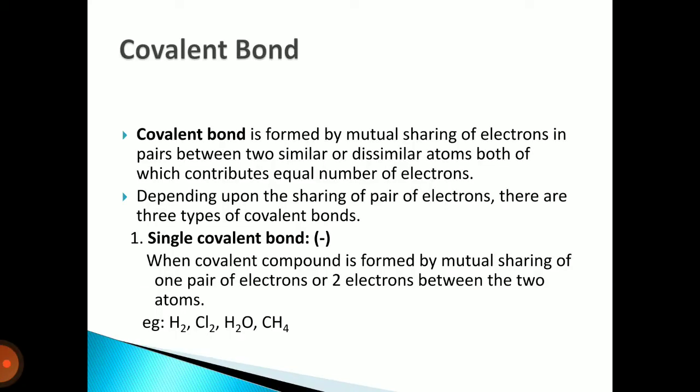In the previous lecture we had studied about ionic bond formation along with the examples of ionic compounds and their properties. In this lecture we are going to study covalent bond formation along with the examples of each type of covalent bond.